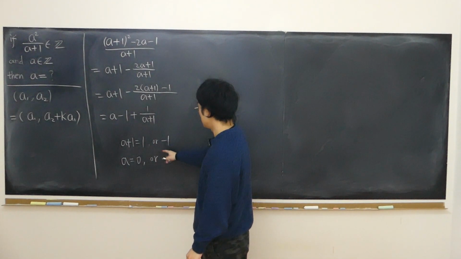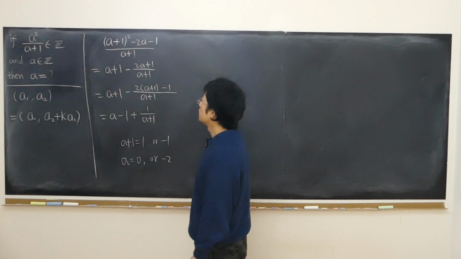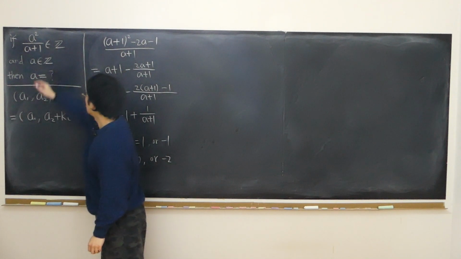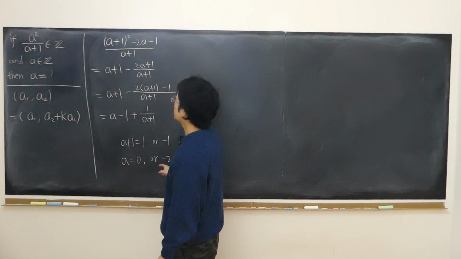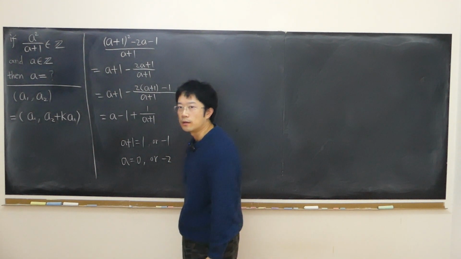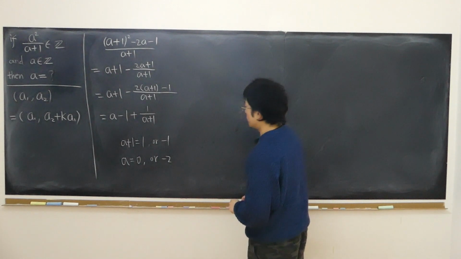Right? A plus 1 equals minus 2. So it's really true. When a equals 0, that equals 0. And a equals minus 2, that's equal to 4 over minus 1, that's minus 4. Both being integers. So really true.